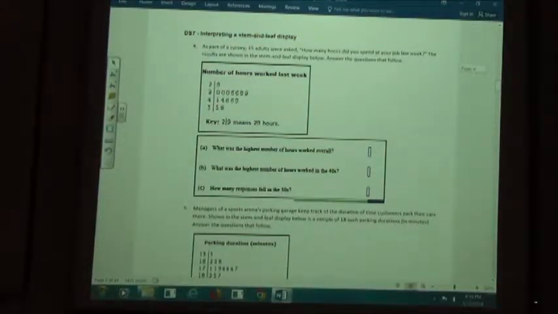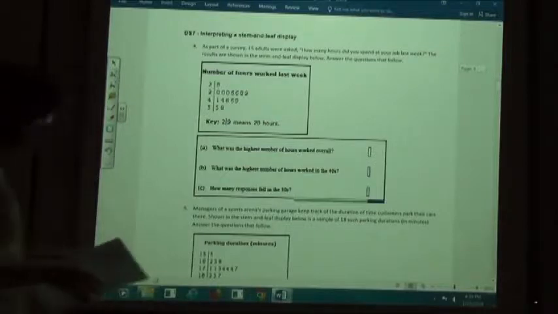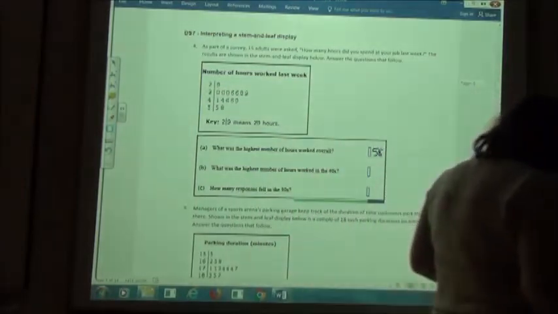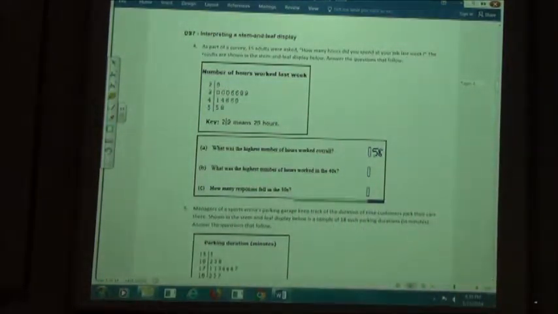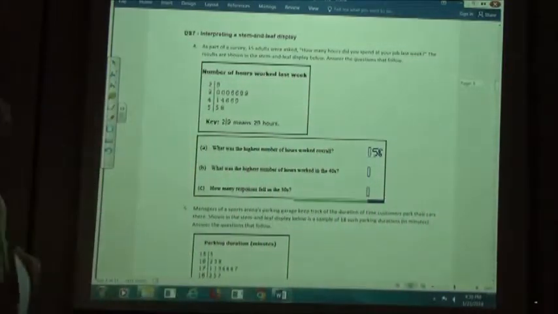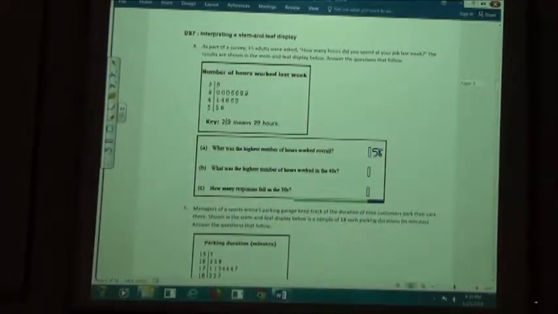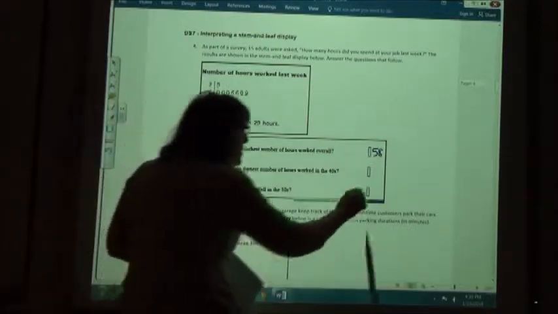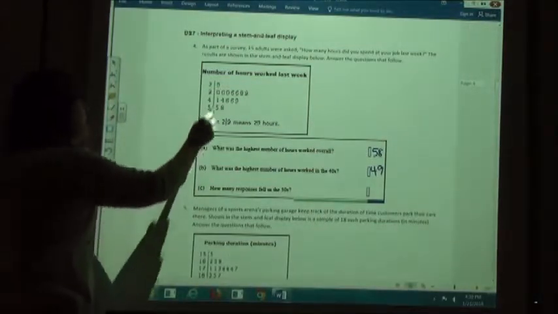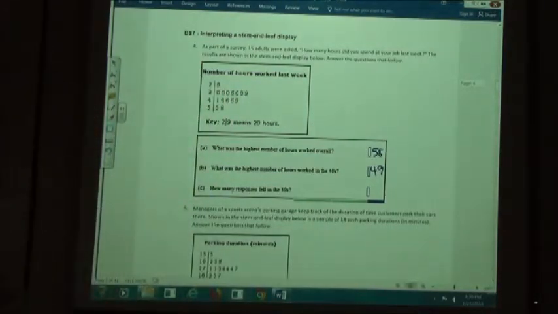What was the highest number of hours worked overall? Looking at that, what's my highest number of hours? 58. What was the highest number of hours worked in the 40s? 49 would be the highest in the 40s. How many responses fell in the 30s? How many are in the 30s? 7 of them, exactly.